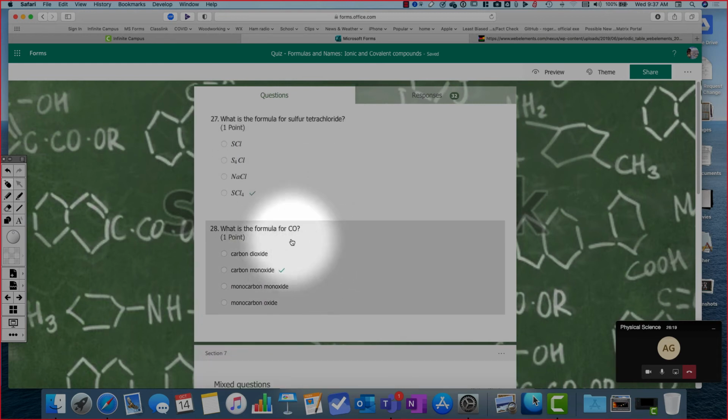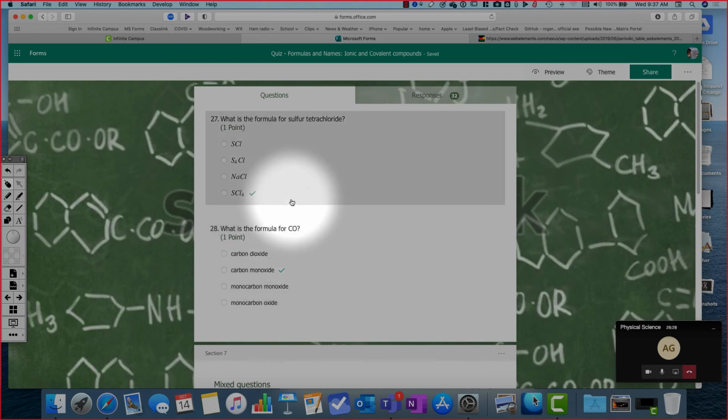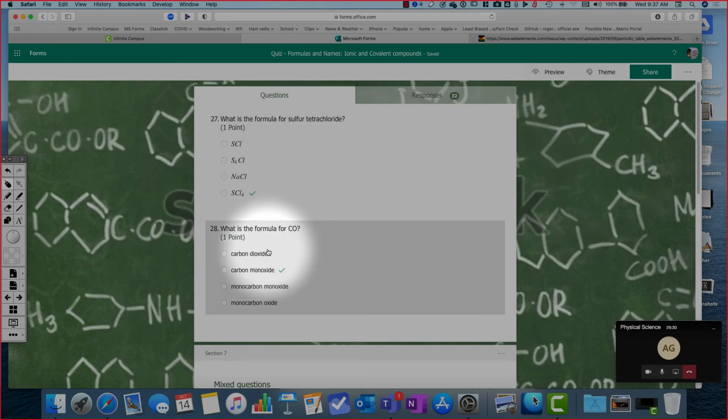The formula for CO, oh wow, typo. I said, what is the formula for CO? And then I give you names. We'll try to avoid those. I went through it last period, we didn't notice that. So we have 1 carbon, then we have 1 oxygen, so carbon monoxide, not monocarbon, because it can't start with mono.